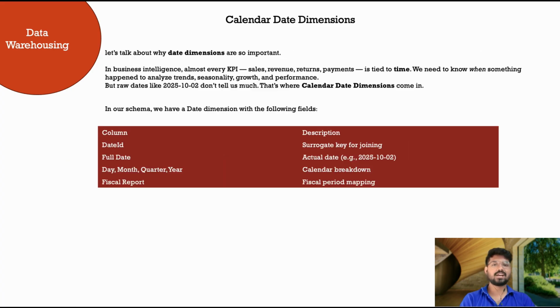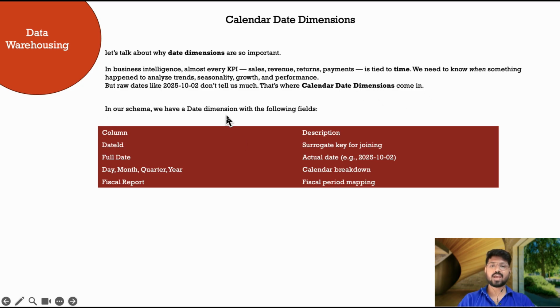Now talking about calendar date dimension. Most of you know that the date dimension is very crucial because it is used in almost every fact table where we require time analysis. For almost every KPI, sales, revenue, returns, payment is tied to time. We need to know when something happened to analyze trends, seasonality, growth, and performance. But raw dates don't tell us much. That's where calendar date dimension comes in.